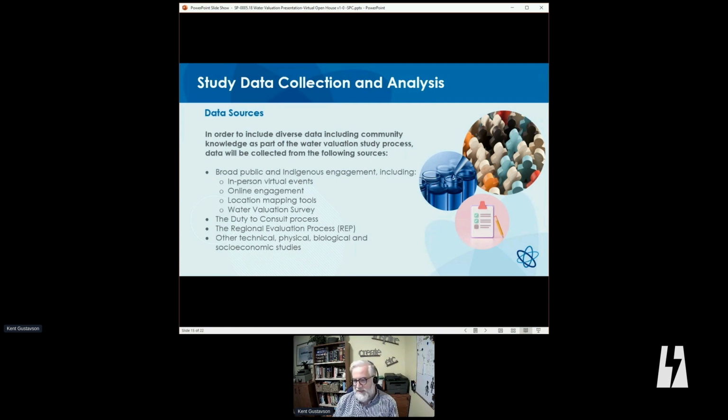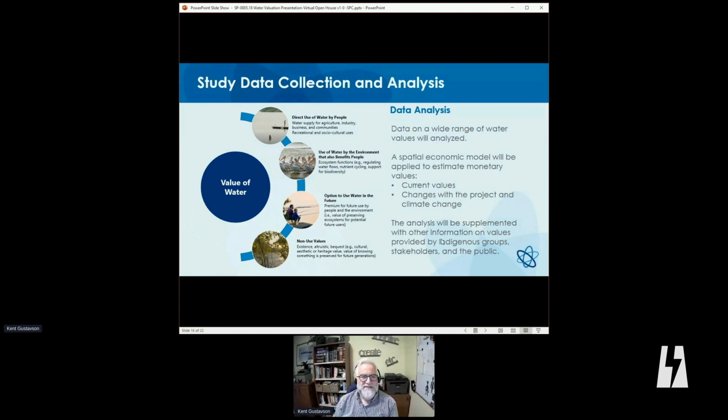There's the duty to consult process that SaskPower is concurrently undertaking with the Indigenous groups. There's regional evaluation processes. Those are committees with invited representatives from Indigenous groups, stakeholders, the public and local organizations from the two study areas. And there's other technical, physical, biological data that is being collected as part of other studies. So we're pulling together the information relative to water and water values that is specific to these potential siting areas that we've identified.